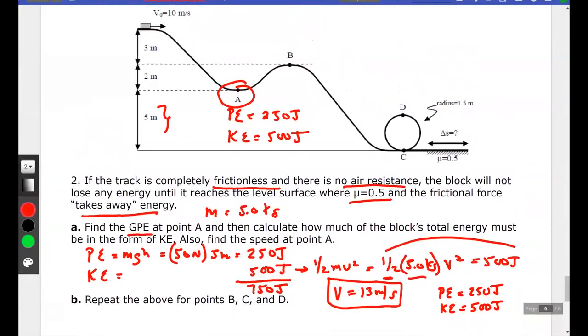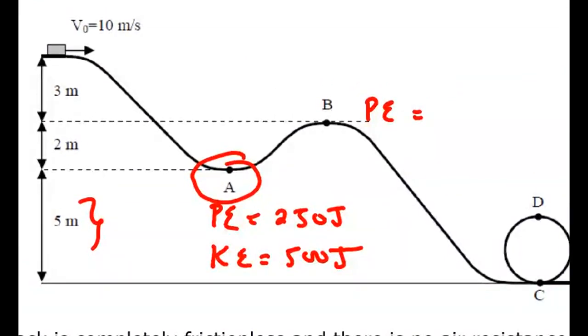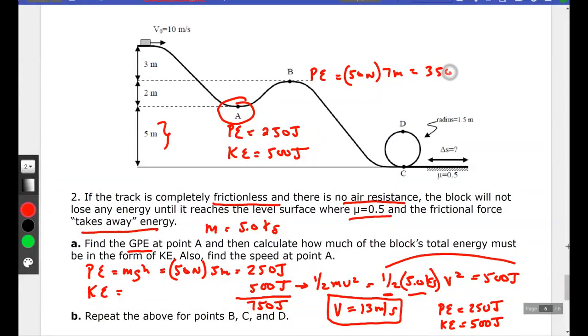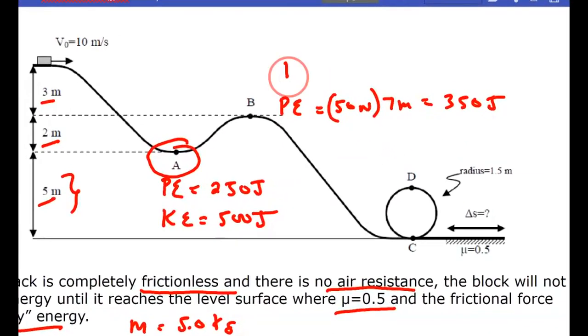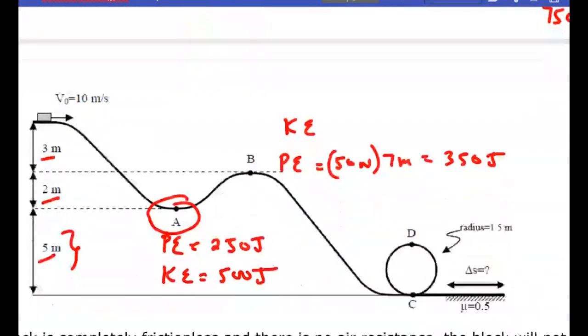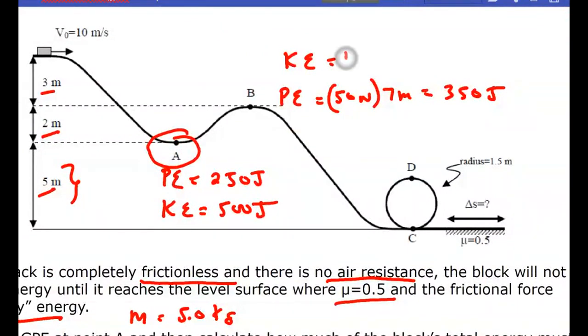Okay, B. I have to find the new PE, which is mg, 5 times 10, 50 newtons, times the h, which is 7 meters. The 7 should probably be 7.0, but okay, 350 joules. Imagine these are all 3.0, 2.0, and 5.0. So 350. So what's the KE? Well, we've established that the total energy was 750. So it's always got to be 750 because this is frictionless, no air friction, no friction on the ramp. So there you go. That's 400.